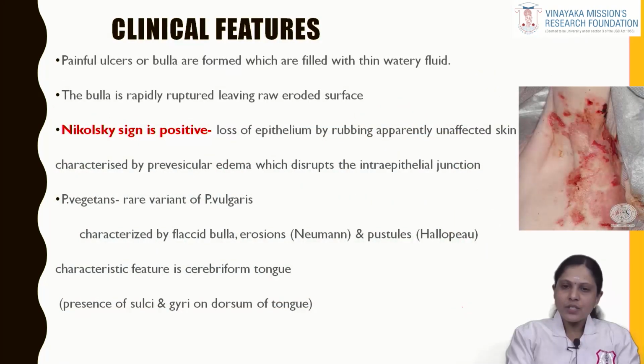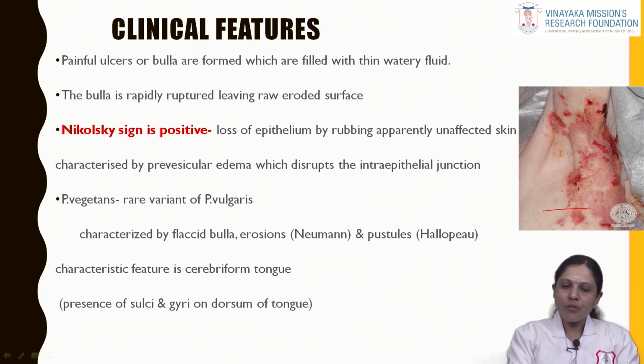Under clinical features, you can see painful ulcers or bulla formation, which are filled with thin watery fluid. When they rupture, they leave a raw eroded area, and the patients show positivity for Nikolsky sign. What is Nikolsky sign? It is loss of epithelium by rubbing unaffected epithelium or skin, which leads to prevesicular edema formation, which disrupts the intraepithelial junction. Sometimes the junction between the dermal and epidermal junction can also be disrupted. So this is known as Nikolsky sign.